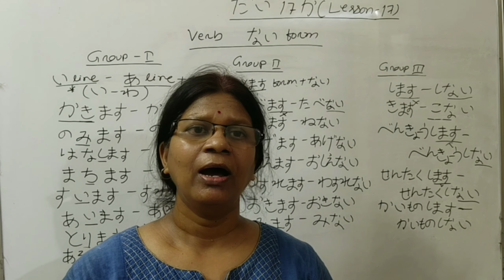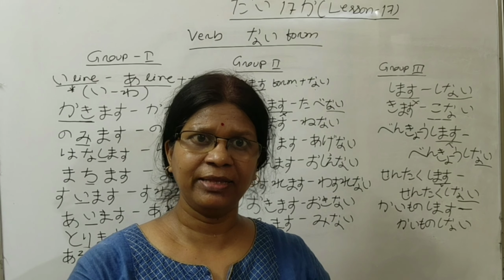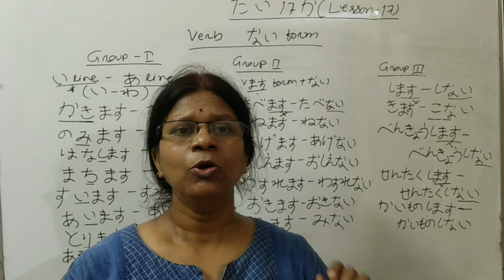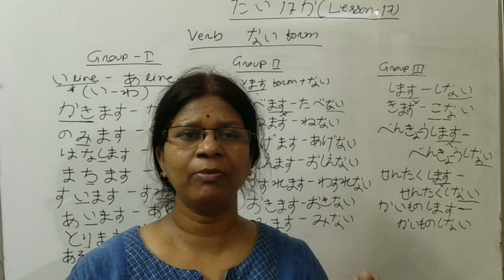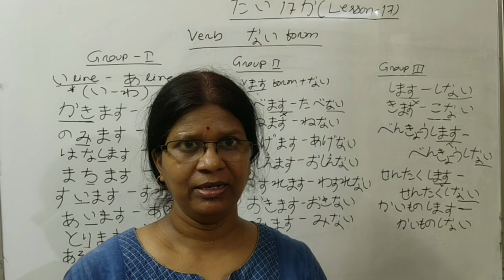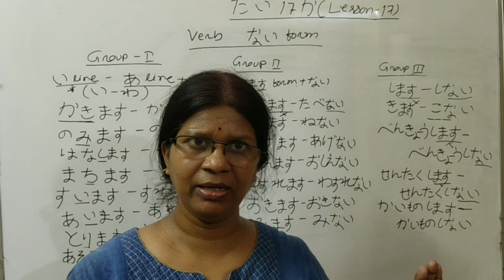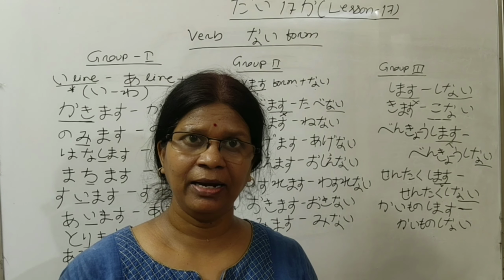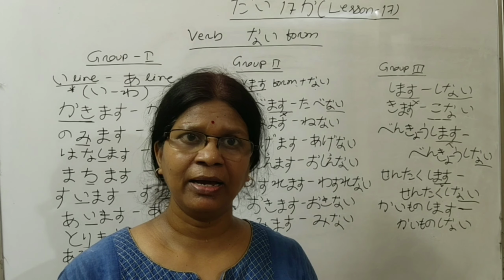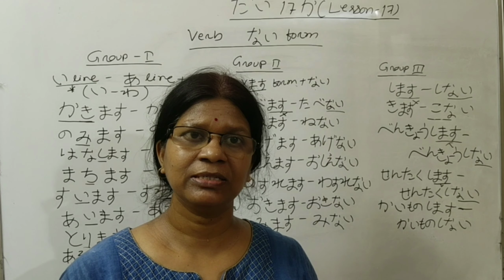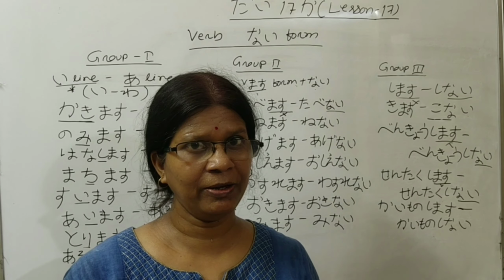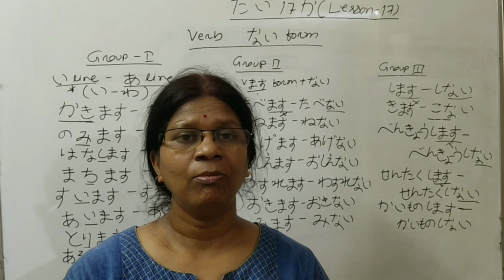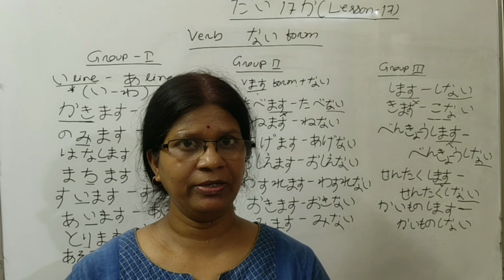In the ni group, as we did in te form, just cut mas and add te. Similarly, in nai form also, we just omit mas from the verb and add nai. Like tabemas, tabenai, osiemas, osienai, nemas, nenai, agemas, agenai, shimemas, shimenai. Like this. Okay? In the third group, shimas, shinai, but kimas changes to konai.